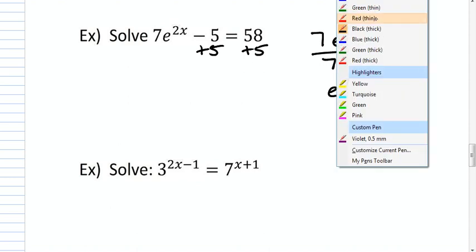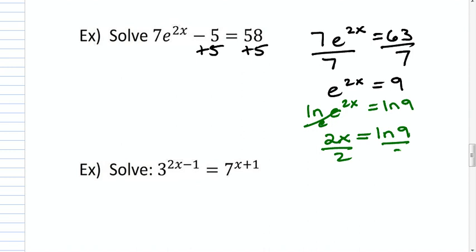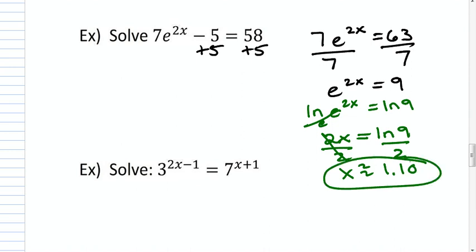Now you take the ln of both sides, and remember, the hidden base of ln is e. So notice if the base and the number are the same, they'll cancel out, and you're just left with 2x equals ln 9. So then you're just going to divide by 2. And you get x equals the ln of 9 divided by 2, which is 1.098, which rounds to, if I round to the nearest hundredth, 1.10 approximately.